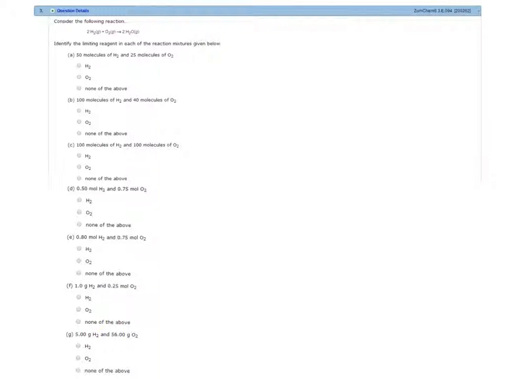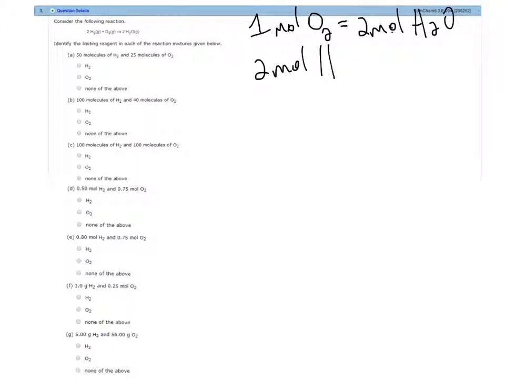So in this equation, there's actually a lot of information just in the balanced equation. So for instance, 1 mole of oxygen is equivalent to 2 moles of water molecules produced. And just using coefficients from the equation, 2 moles of hydrogen that reacts is equal to 2 moles of water produced. You can reduce that ratio to 1 to 1.